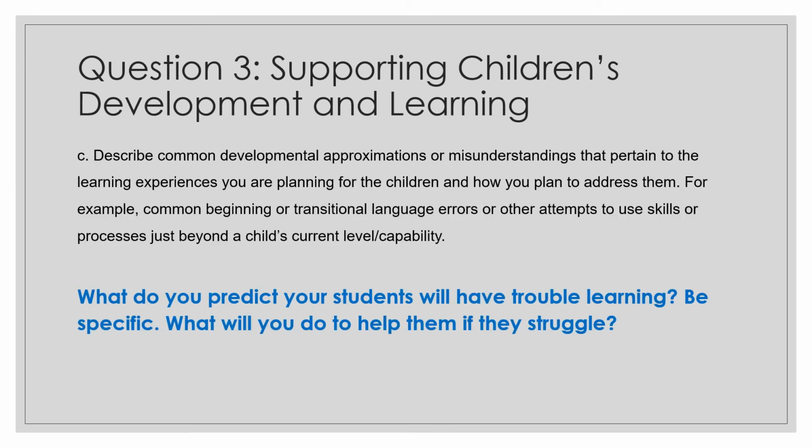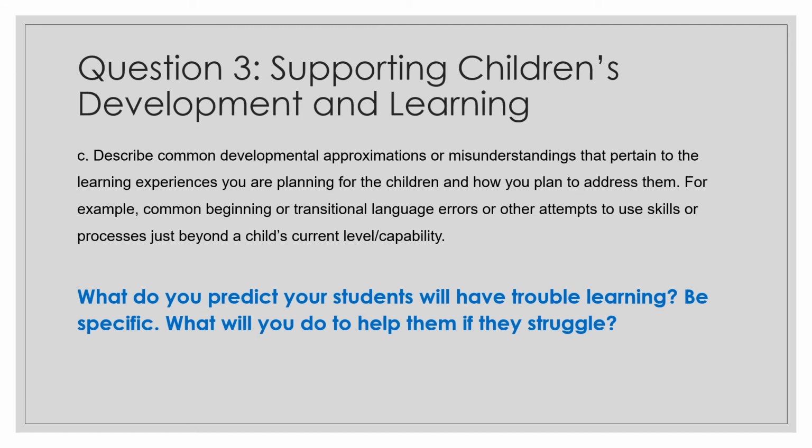And now 3C, you're going to describe common developmental approximations or misunderstandings that pertain to the learning experiences you are planning for the children and how you plan to address them. For example, common beginning or transitional language errors or other attempts to use skills or processes just beyond a child's current level of capability.